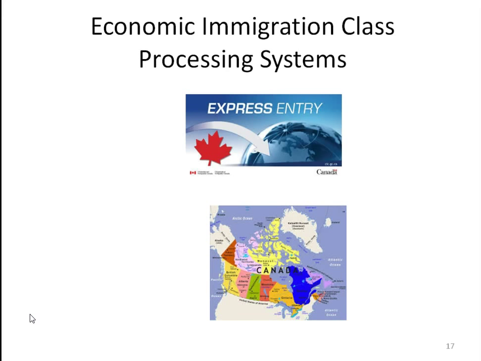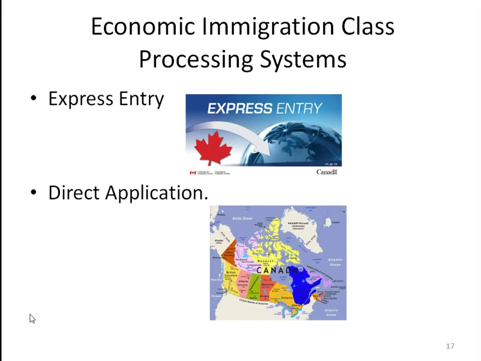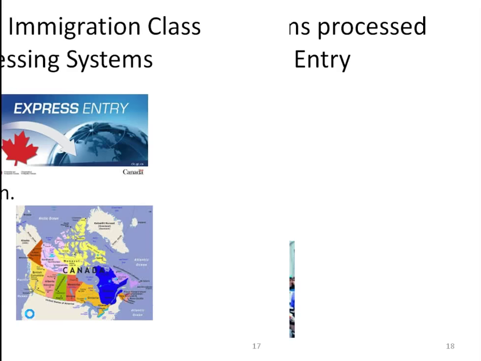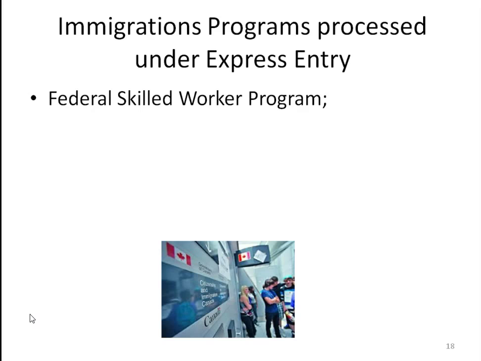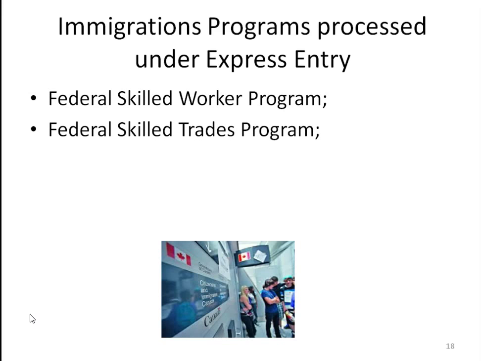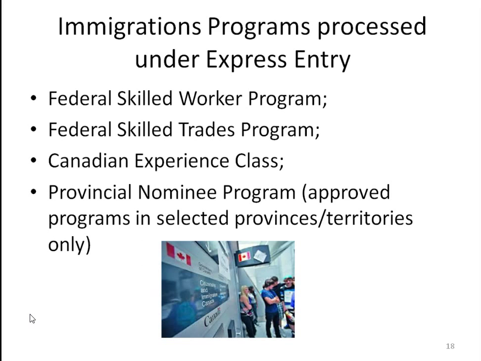When it comes to economic immigration class processing systems, we have the express entry and direct application. There are two ways you can apply to the economic immigration class. They can be processed either by express entry or direct application. Among the immigration programs processed under express entry, we can find the Federal Skilled Worker Program, the Federal Skilled Trade Program, the Canadian Experience Class, and provincial nominee programs, approved programs that are selected by the provinces and territories only for express entry.